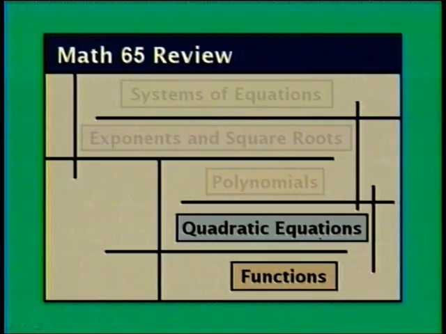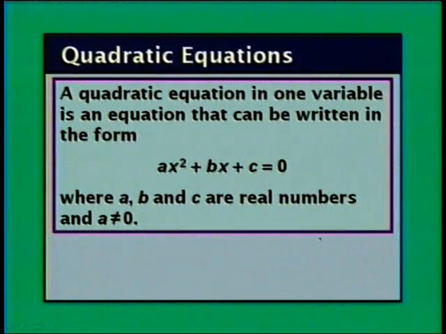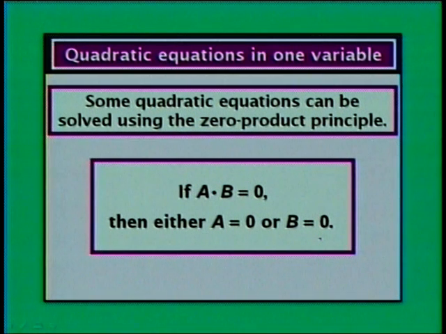Alrighty, let's move on to quadratic equations. A quadratic equation in one variable, when that one variable is x, is an equation that can be written in the form ax squared plus bx plus c equals 0, where a, b, and c are real numbers and a does not equal 0. Some quadratic equations can be solved using the zero product principle.